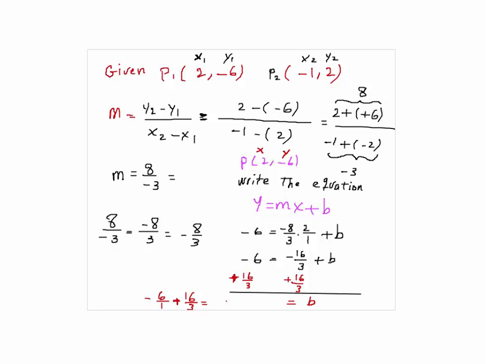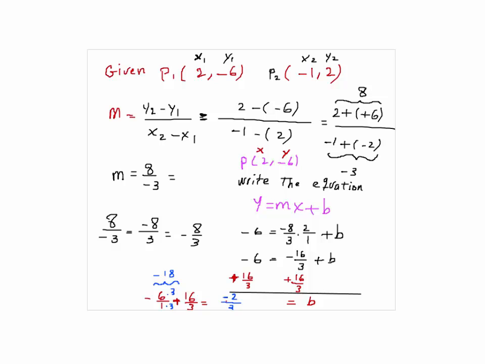So how do you add this up? What do we have to do? Find the LCD. Right, LCD, what is that? 3. So multiply the first fraction by 3 over 3. So here we get minus 18 over 3 plus 16 over 3, which is equal to what over 3? Anyone? Minus 2 over 3. So that's what b is.